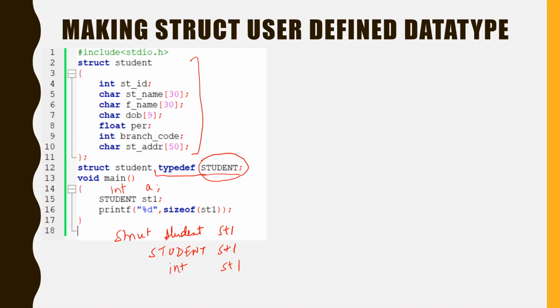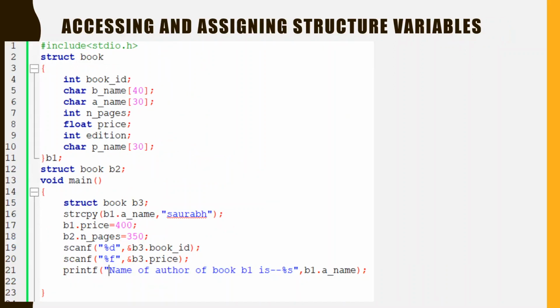Generally, these typedef words are written in capital, in uppercase, so that it distinguishes from the name of the structure. Now the complexity of writing or declaring the variables of the structure is reduced, and you can directly use this capital Student to declare variables as the user defined data type. Now we will see how to access and assign structure variables.